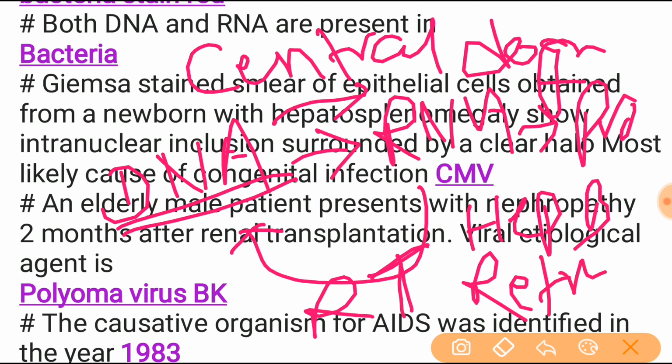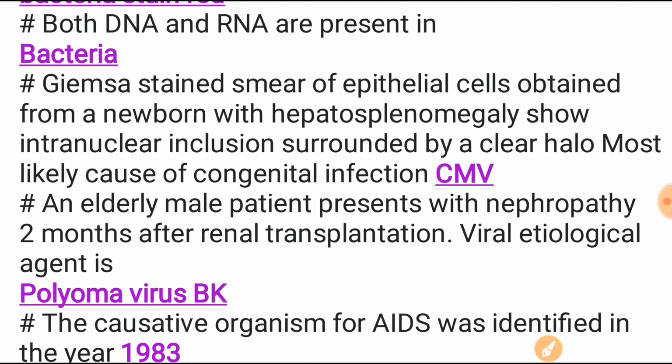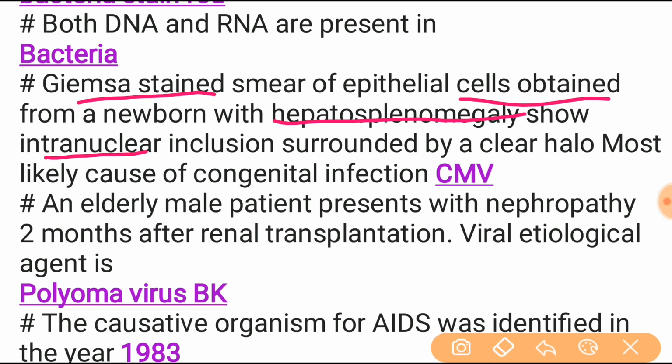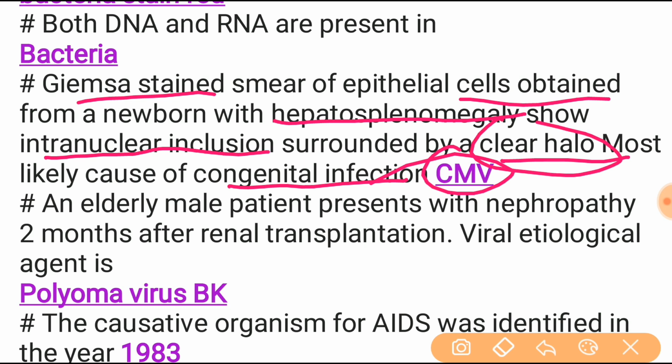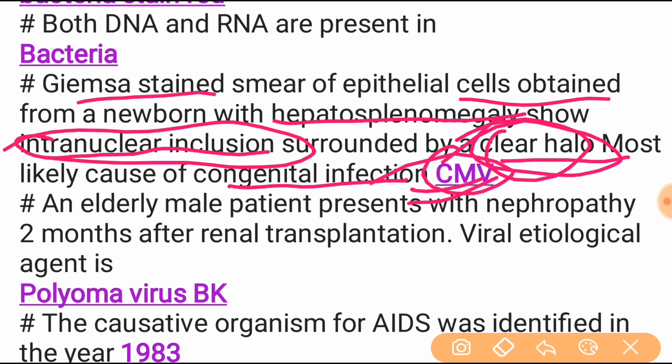Let us start the next thing. The Giemsa stained smear of epithelial cells obtained from a newborn with hepatosplenomegaly shows an intranuclear inclusion surrounded by a clear halo. The most likely congenital infection is CMV. Here CMV shows the clear halo and intranuclear inclusion body. The most common organism is CMV.